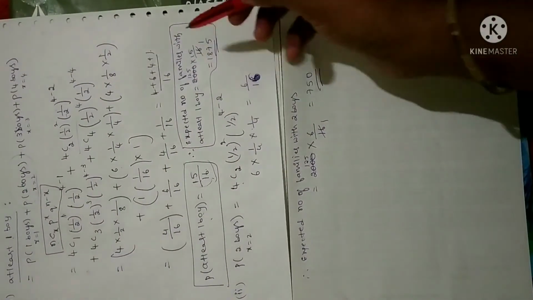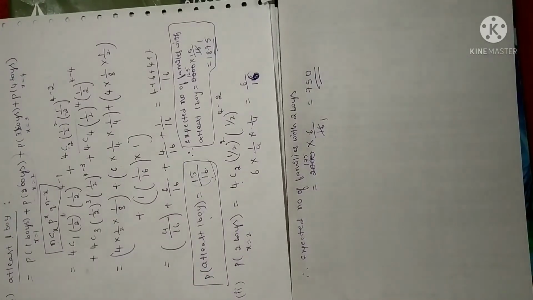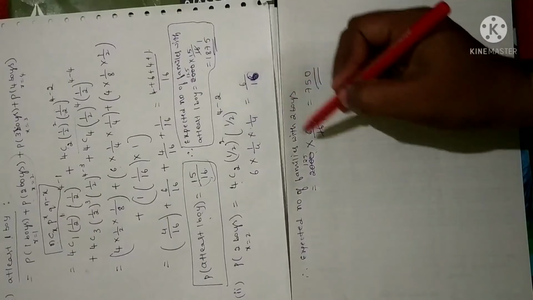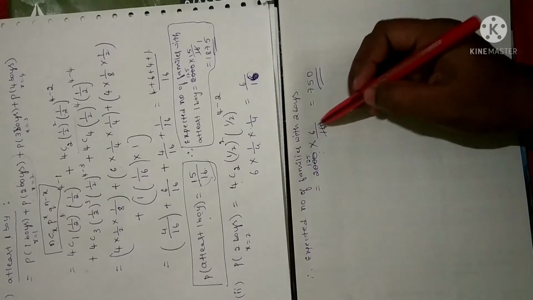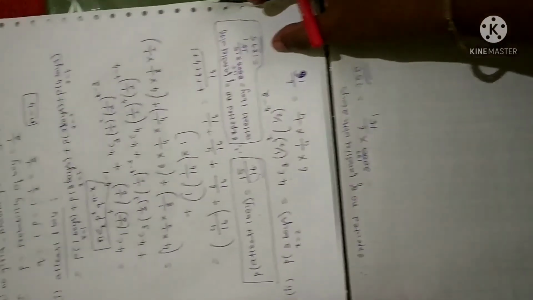Why? Because we need to calculate the expected number of families, since it is given in the problem that the expected number is 2000 families, so we have to multiply it with 2000. For the second one also I have done the same. 2000 multiplied with 6 by 16, that is the obtained probability. Fine. Now look at the third question.